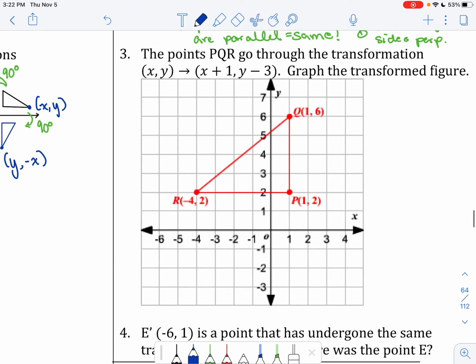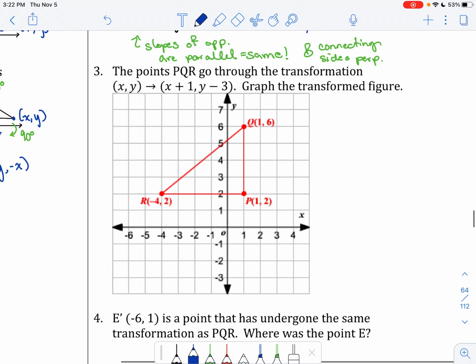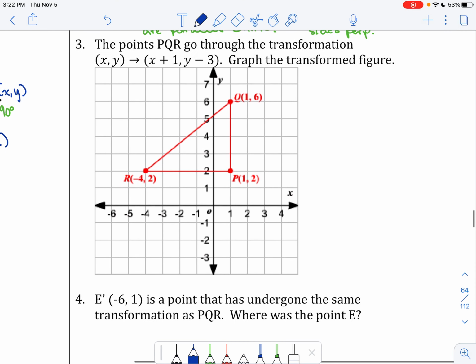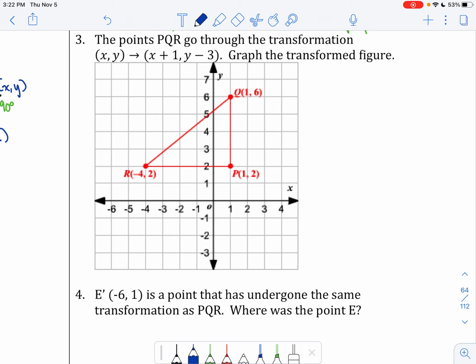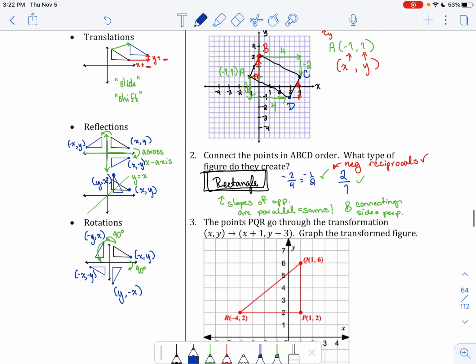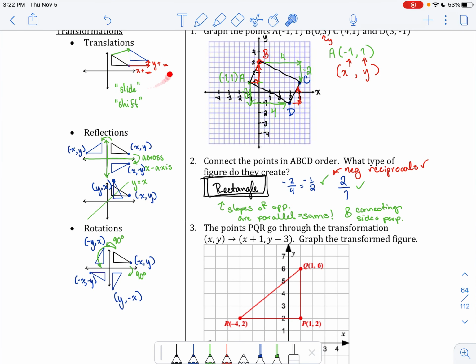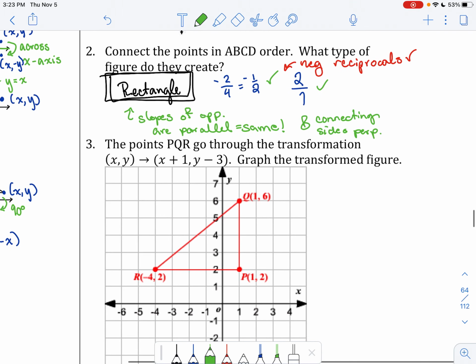Now let's use the notation for transformations. So here we have the points P, Q, R go through a transformation, and this is how a transformation is written. It says that the point x, y becomes x plus 1, y minus 3. So hopefully you would notice that this is going to be a translation where the x value is getting added by 1, and the y value is going down, in this case, minus 3. So that's what this notation means.